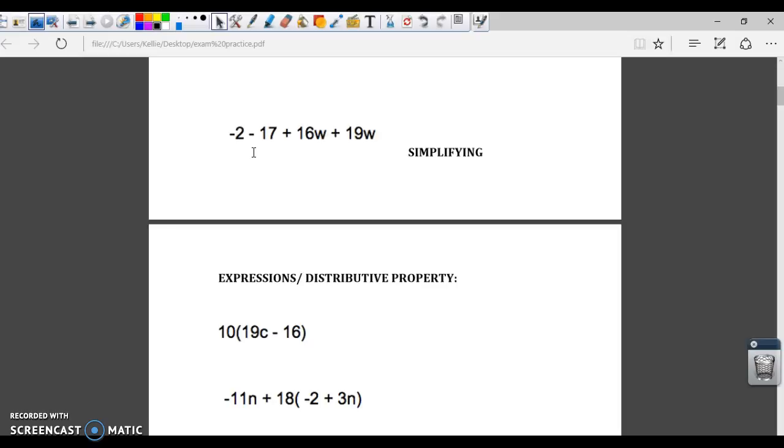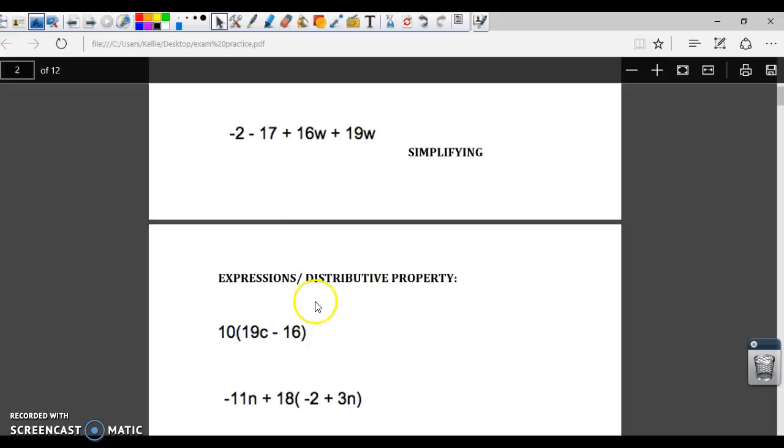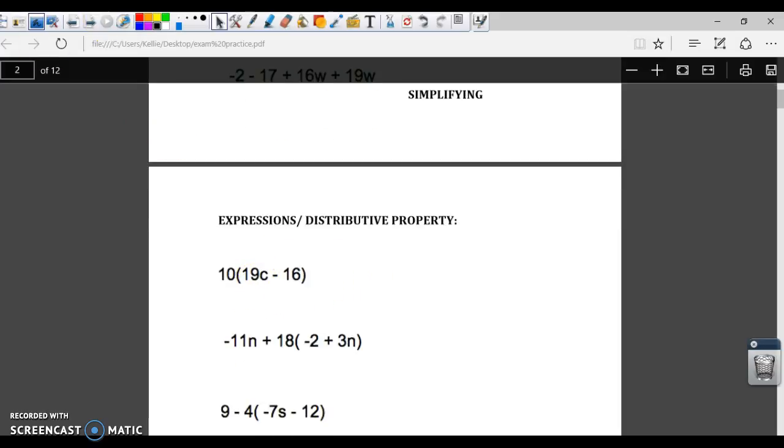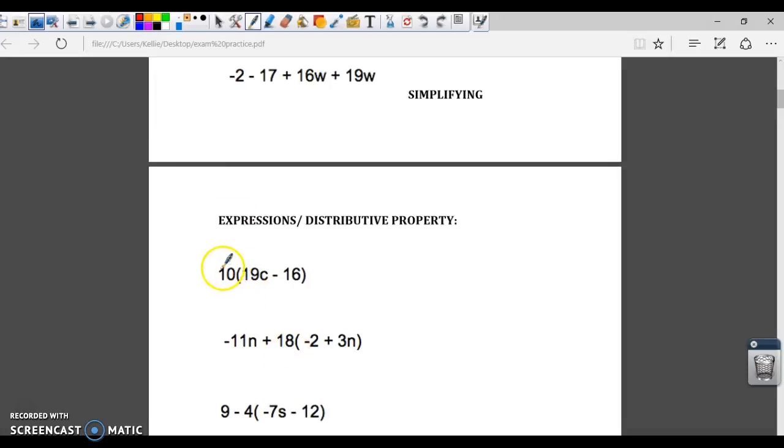Okay, so now, evaluating expressions again, this time with a distributive property. What does distributive mean? It means to distribute, which means pass out that 10 like it's a $100 bill. Make it rain. So I'm going to take this 10, I'm going to multiply it with this 19C, and then I'm going to take that 10 and multiply it with negative 16.